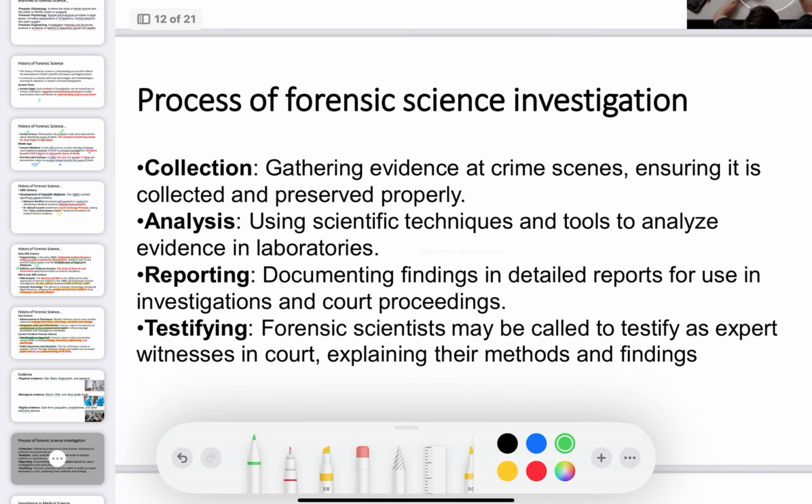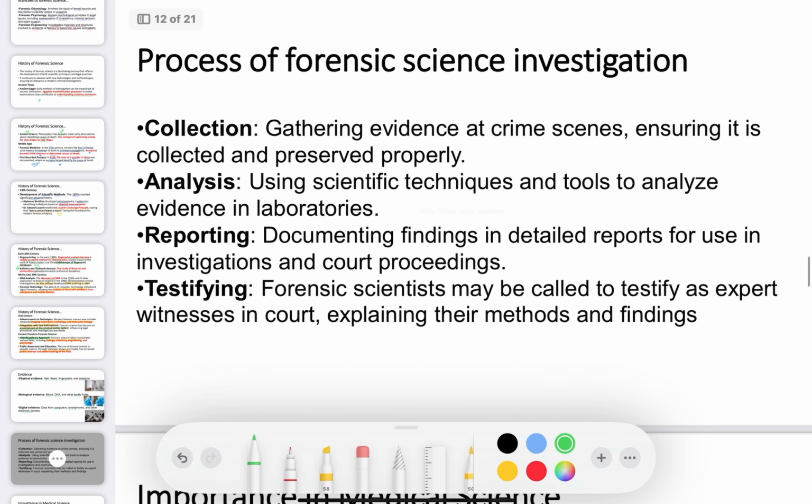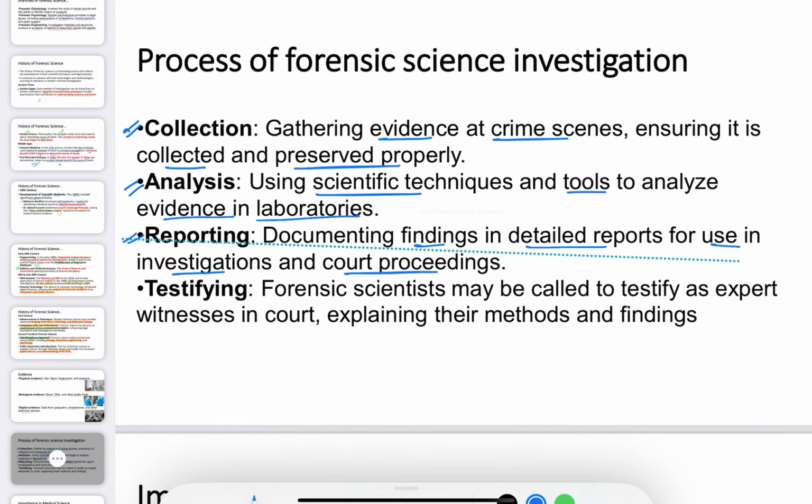Process of forensic science investigation. First, we have to collect the evidence, gathering evidence at the crime scenes, ensuring it is collected and preserved properly. Second one is analyzing, using scientific techniques and tools to analyze evidence in the laboratory. Third one is reporting, documenting findings in a detailed report for use in investigation and court proceedings.